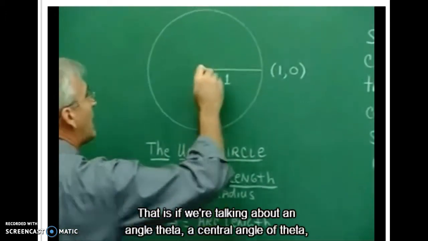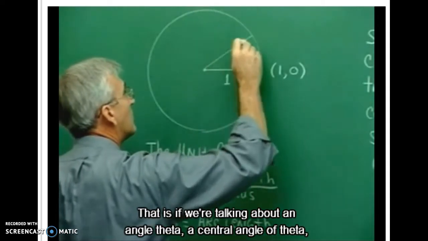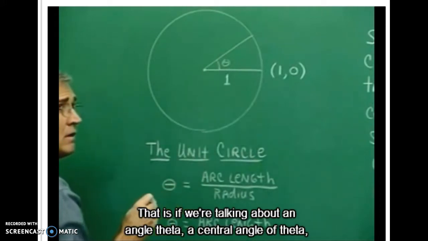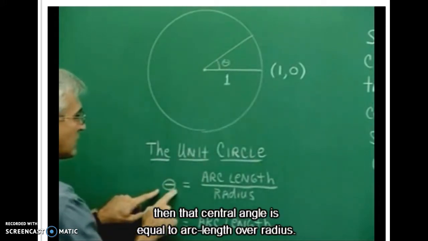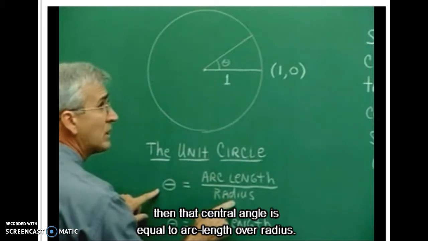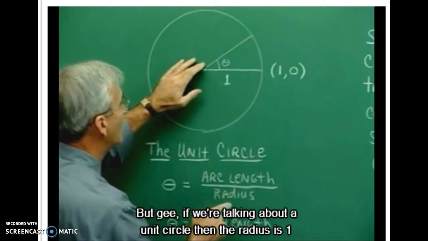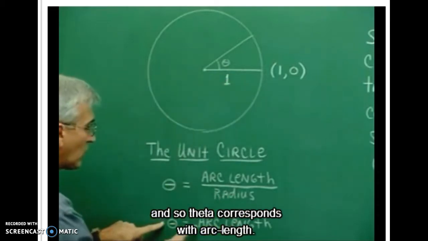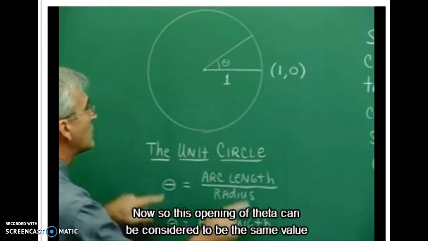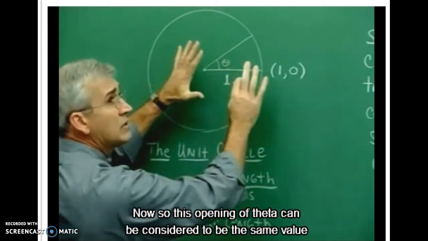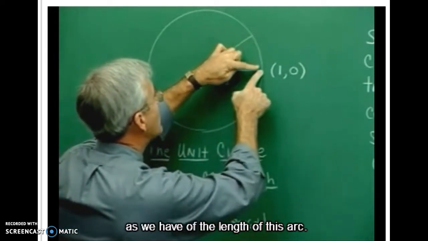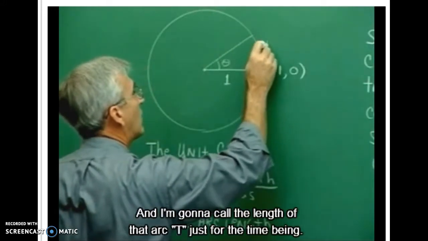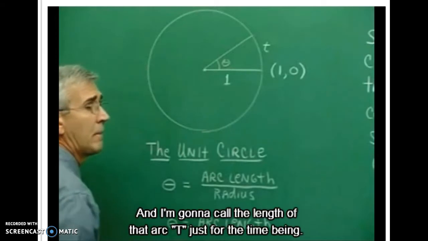That is, if we're talking about an angle theta, a central angle of theta, then that central angle is equal to arc length over radius. But gee, if we're talking about a unit circle, then the radius is 1, and so theta corresponds with arc length. So this opening of theta can be considered to be the same value as the length of this arc. And I'm going to call the length of that arc t, just for the time being.